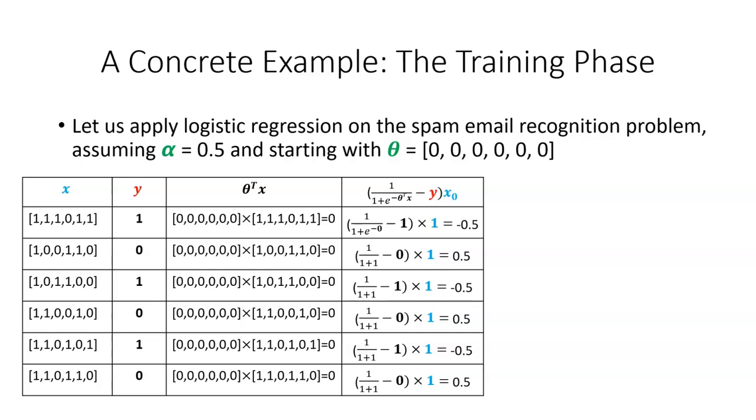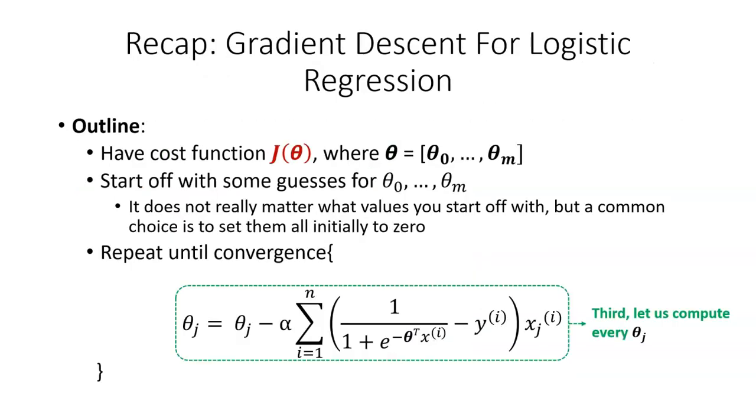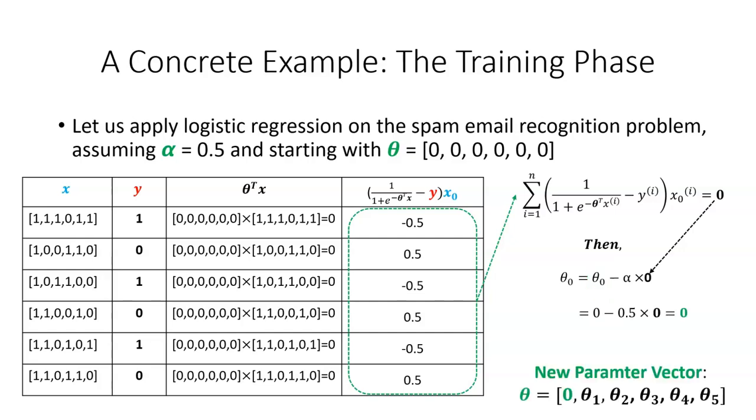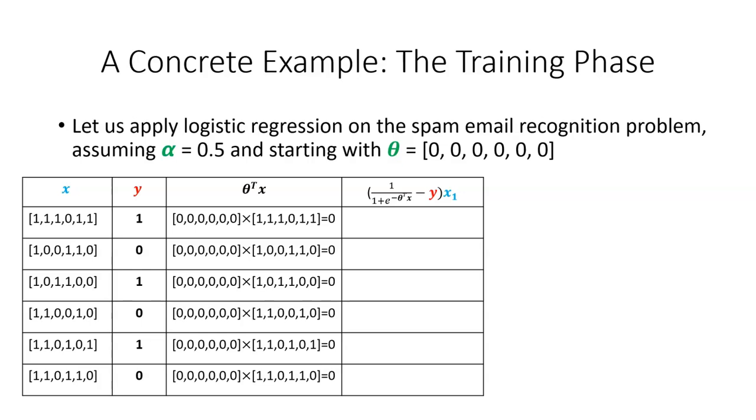In this one, we apply the cost function, and with that we get some values of 0.5, some with plus and some with minus. Third, let's compute every theta j. Let's see how they compute theta j. The values are assigned to the proper positions, and then we get theta j.